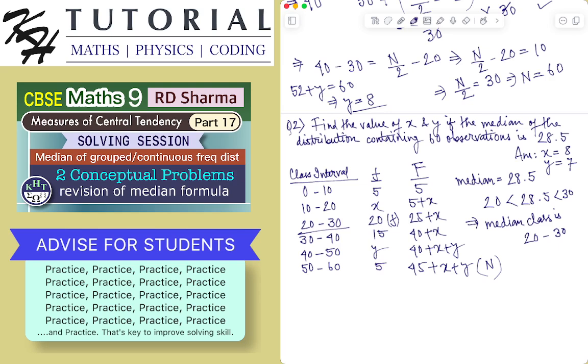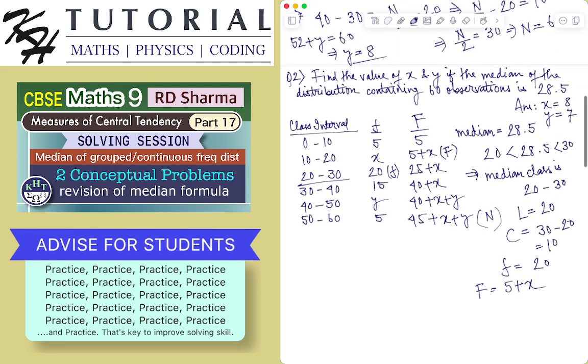Okay, now once we know the median class is 20 to 30, we know capital L is 20, we know C is the width of the median class, which is 30 minus 20, which is 10. What else do we know? We also know small f, which is the frequency corresponding to the median class, which is 20. And what will be capital F? Capital F is the value of the less than frequency corresponding to the class which is just preceding the median class, which in this problem is 5 plus x. So now I will apply the formula of the median.